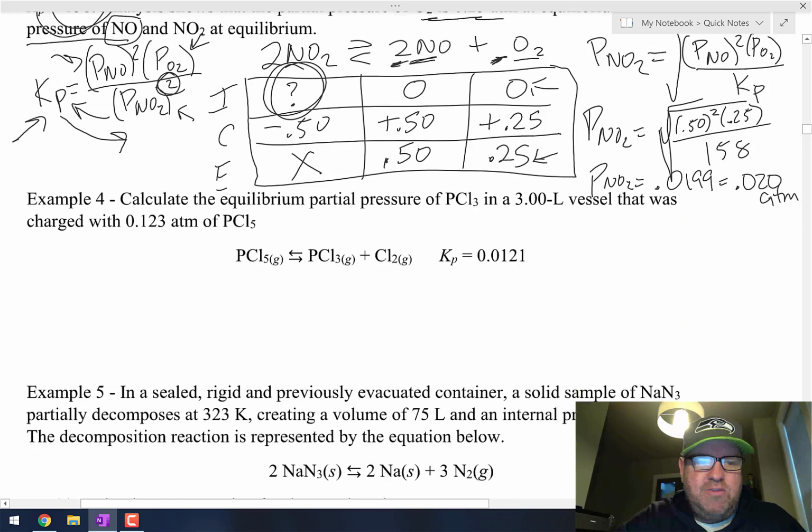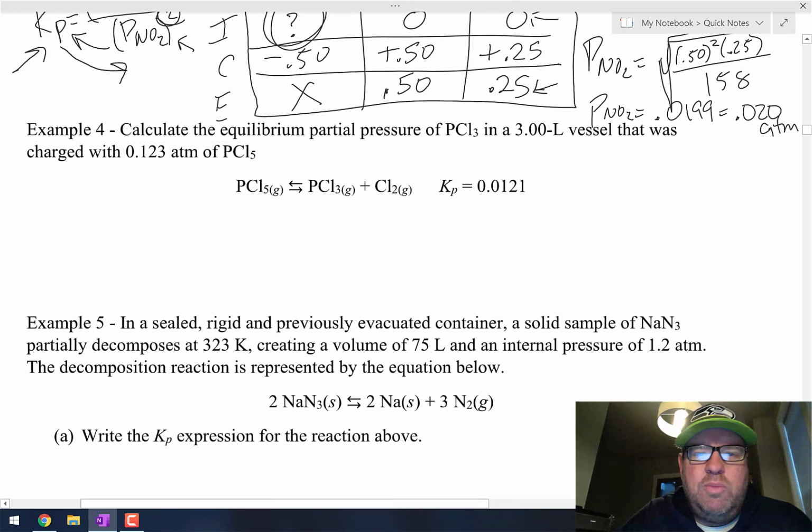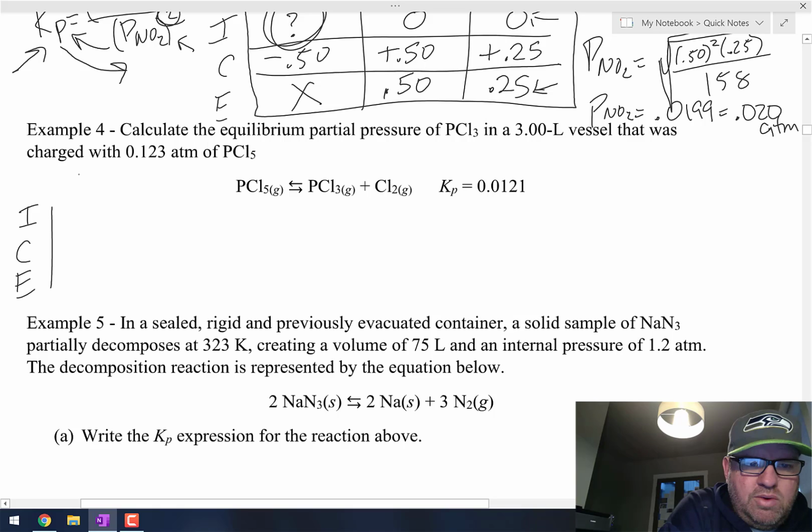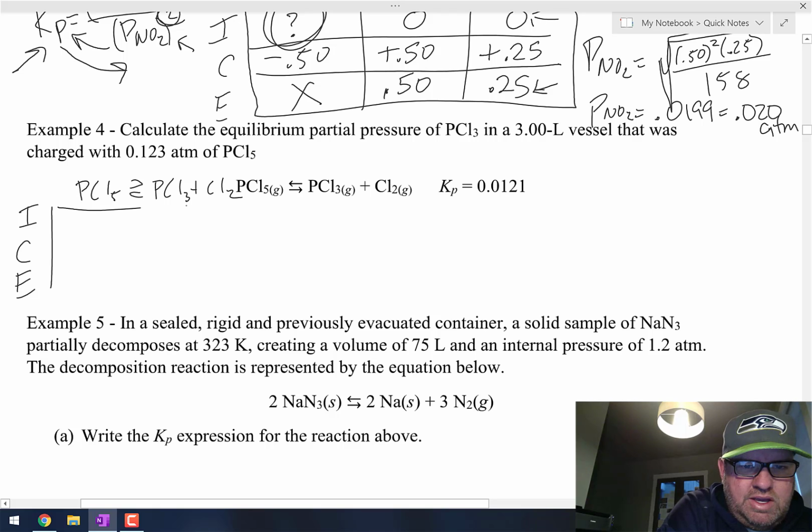Example 4. Calculate the equilibrium partial pressure of PCl3 in a 3-liter vessel that was charged with 0.123 atmospheres of PCl5. So again, let's start with our ice table. We're going to have PCl5 in equilibrium with PCl3 plus Cl2. This one gets a little bit more fun than the last one.